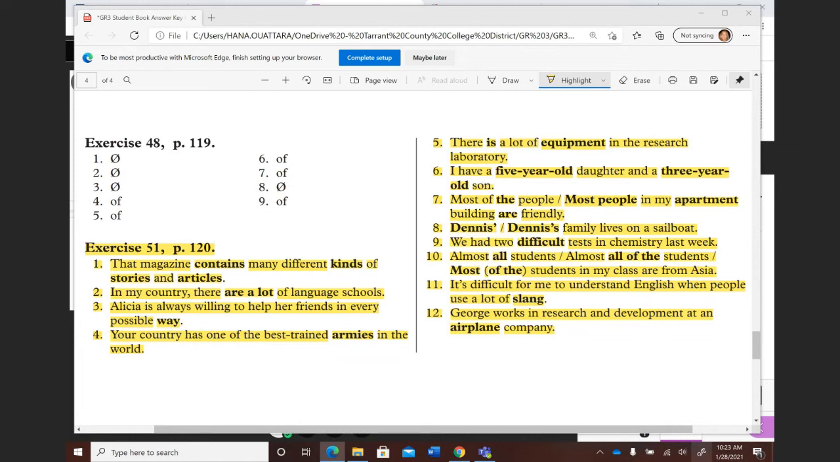Can y'all see all of the yellow answers, 1 through 12? Yes. Okay, so these are the answers to the homework that I'm giving you today. And you can come back and pause this video and check your answers if you want to.